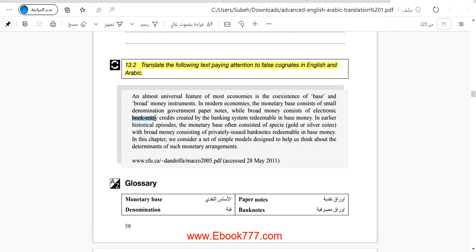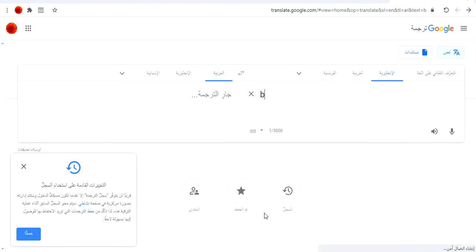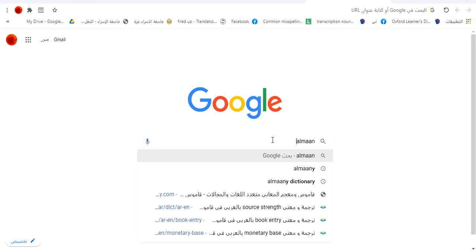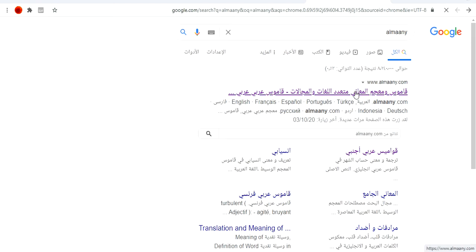I'm going to discuss with you, for example, this phrase, book entry. Suppose that I ask you to translate this text, and you come across this phrase, book entry. I'm going to show you how to search for the translation using different dictionaries. If you go to Google and write book entry, Google will give you the translation of the whole كتاب, which is totally far away from the accurate meaning. So I'm going to give you another dictionary which is very helpful in translating specific genres. Its name is Al-Ma'ani Dictionary. Yes, let's click on it.